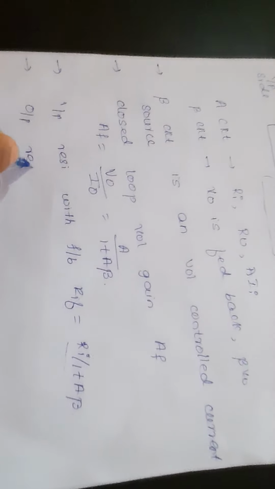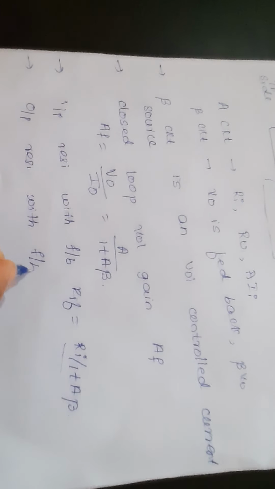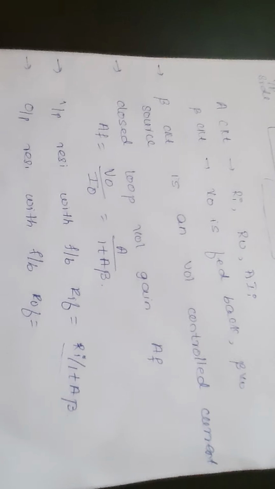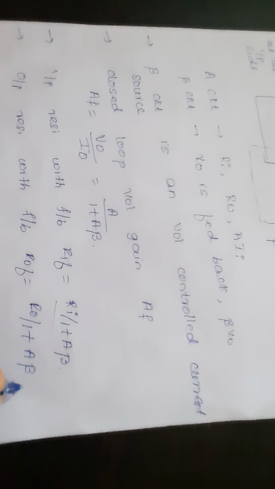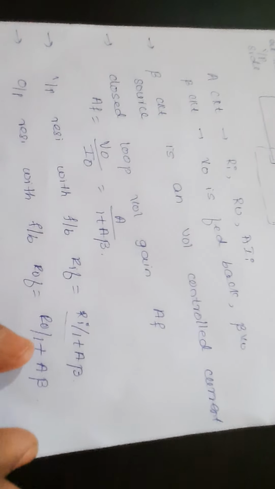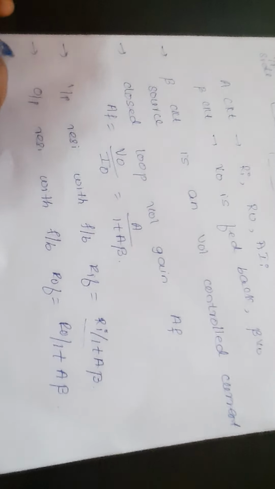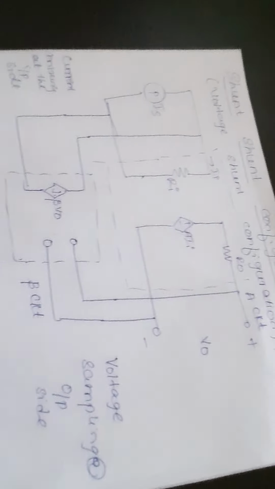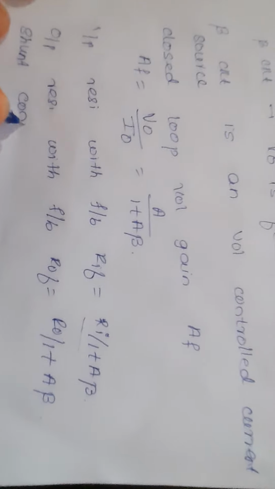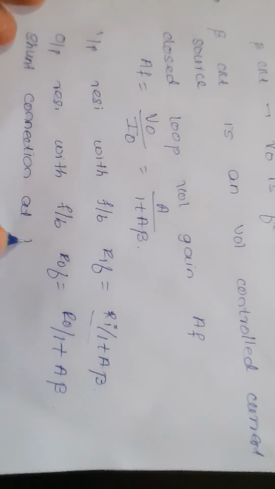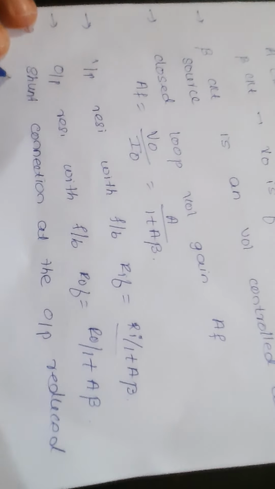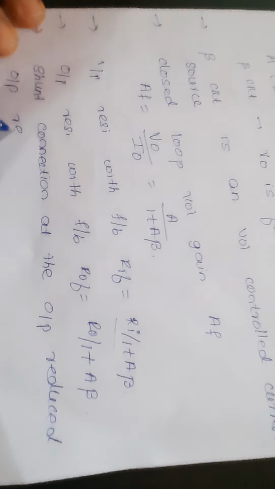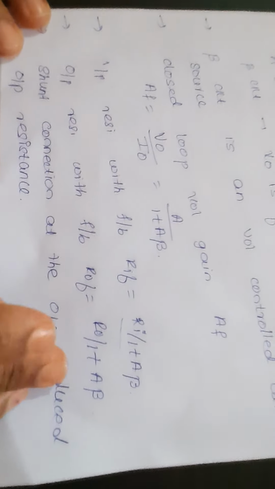And the output resistance with feedback is denoted as ROF. This also we have seen in the previous 3 lectures how to derive, and it is given as R0 divided by 1 plus A beta. The shunt connection at the output results in reduced output resistance. Shunt connection, meaning parallel connection, at the output reduces the output resistance. This much is sufficient to write in the exam.